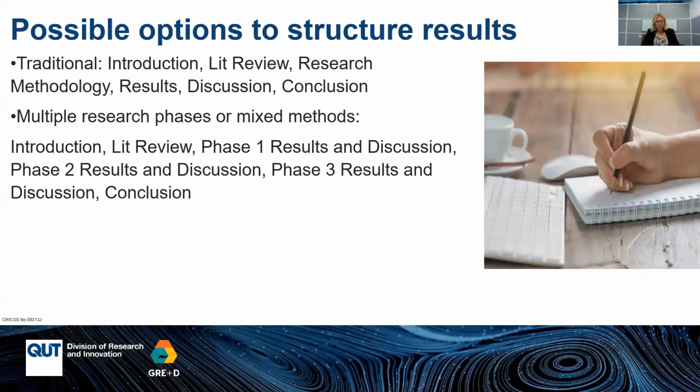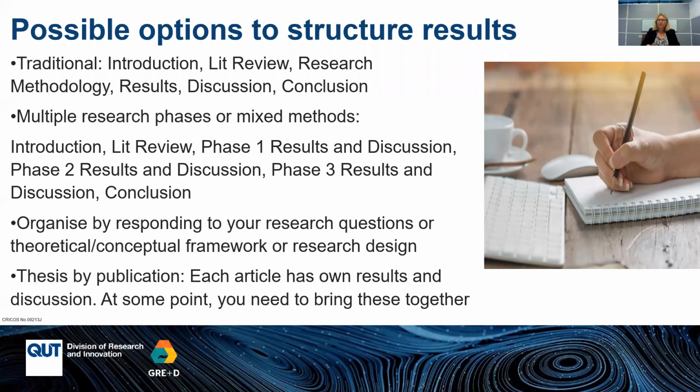So here's some possible options. Traditionally, as you would know, introduction, literature review, research methods, results, discussion, conclusion. Perfectly fine to go ahead with that. If you've got multiple phases or mixed methods, you might decide to have those first. I've missed out the methods there. You'd have introduction, lit review and methods, but then you might have your phase 1 results and discussion, your phase 2 results and discussion, your phase 3 results and discussion, and then your conclusion.